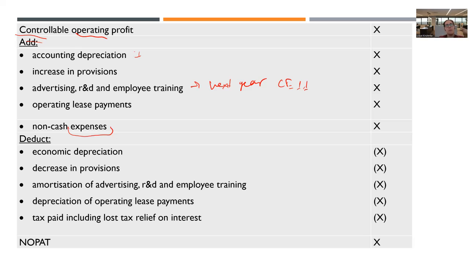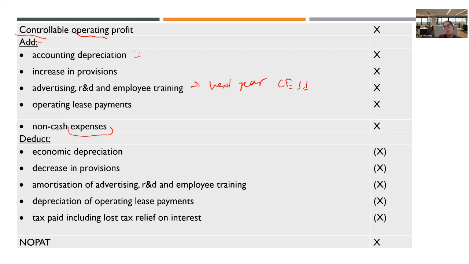What does it mean? It means that after we added back accounting depreciation, we did not just add it back and think that we just use our equipment for free. No, we say, let us calculate depreciation in a more fair way. Let us calculate depreciation and amortization by the factors of how we actually use that. So economic depreciation. Decrease in provision.